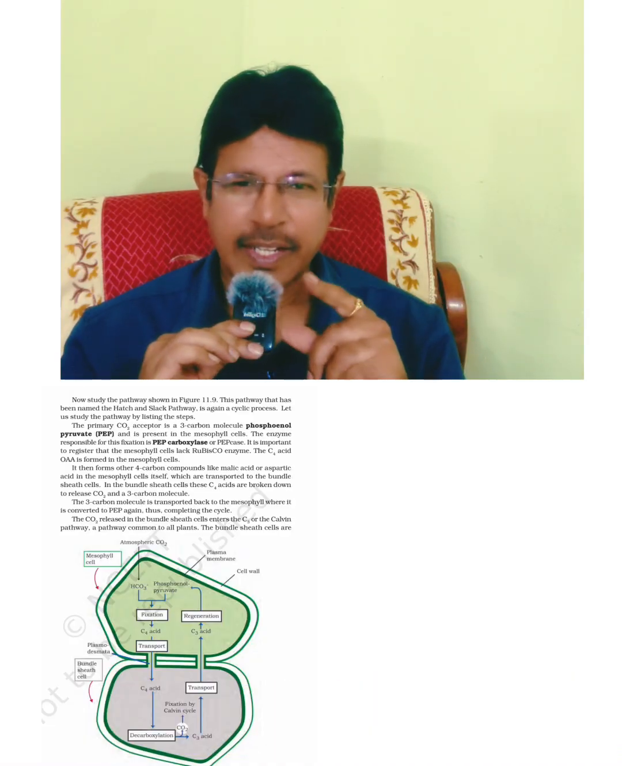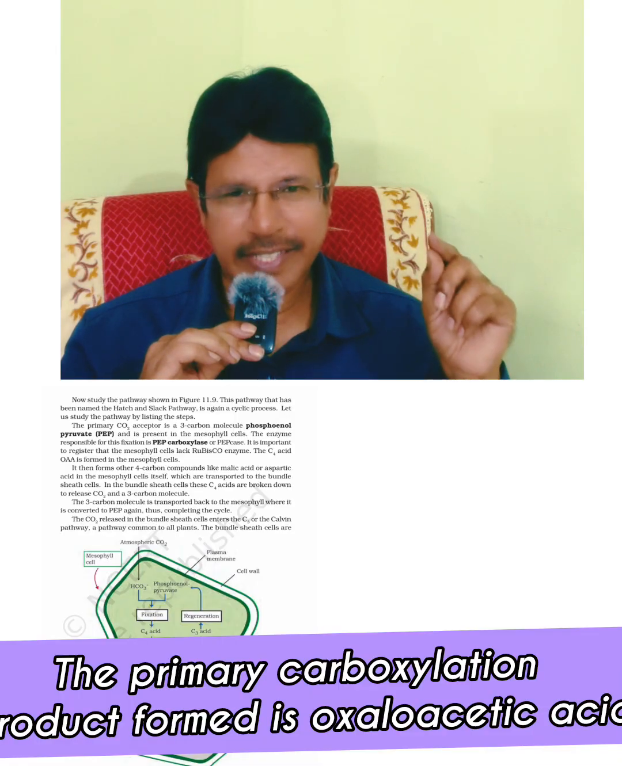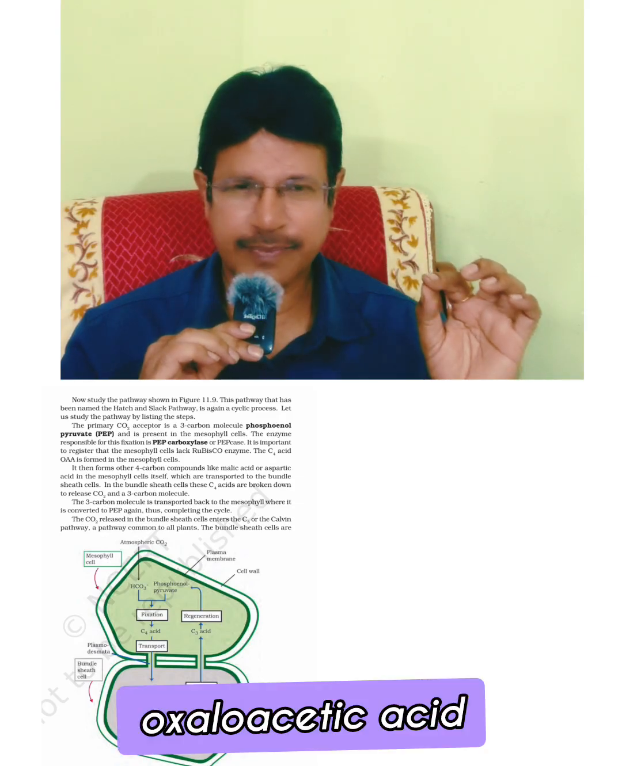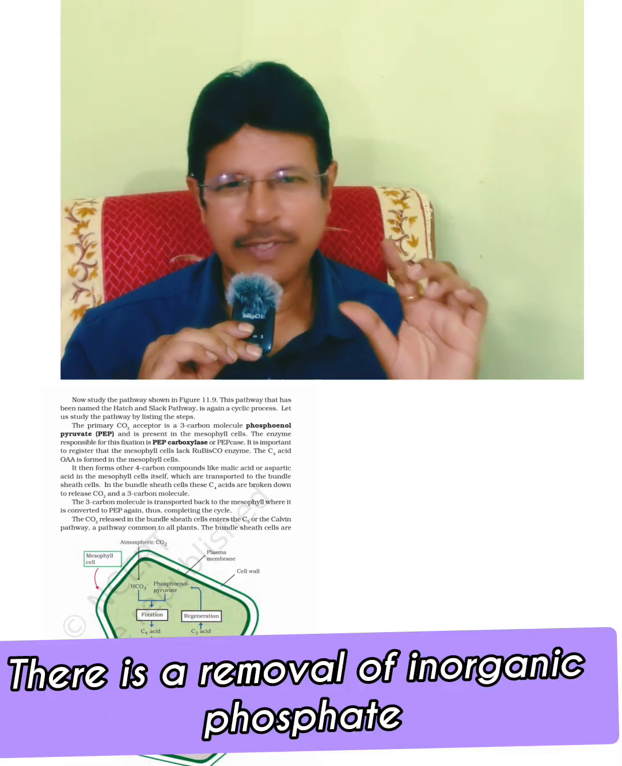Next, the primary carboxylation product formed is oxaloacetic acid. So PEP plus CO2 gives oxaloacetic acid. It is carboxylation. There is a removal of inorganic phosphate.